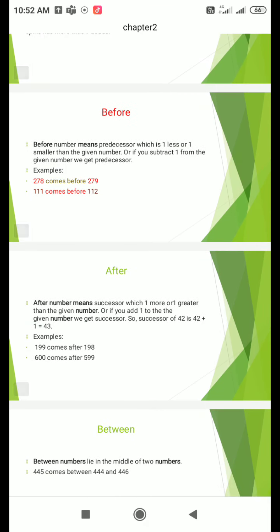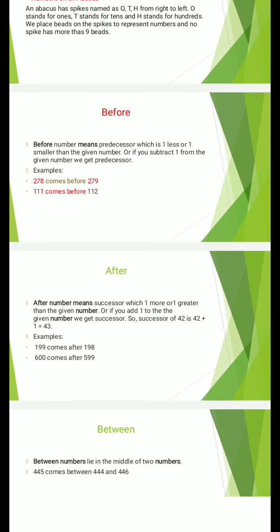Now we are going to discuss after. After means 1 more than or 1 greater than the given number. If we add 1 to the given number, we get the number coming after the given number. If we are given the number 199 and want to write the number that comes after it, we add 1 to the given number. We get the number 200.